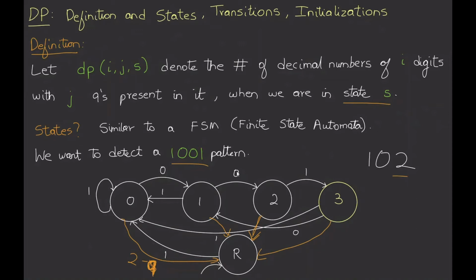So I hope this state diagram is clear. This is basically called a finite state automata. You have a set of states and you have a set of transitions, and based on what input you see, you will make the transition from your current state.